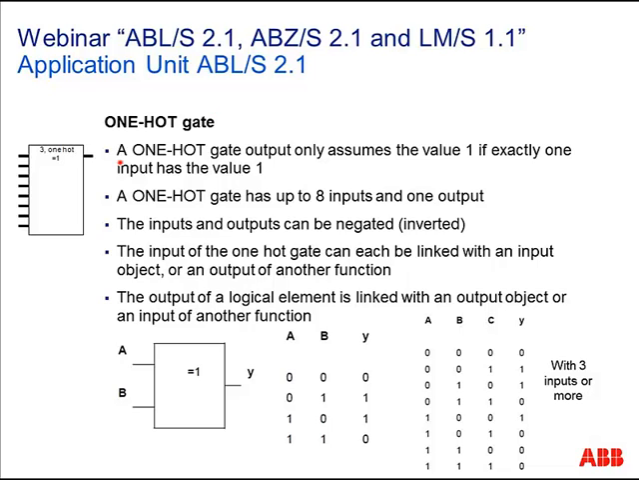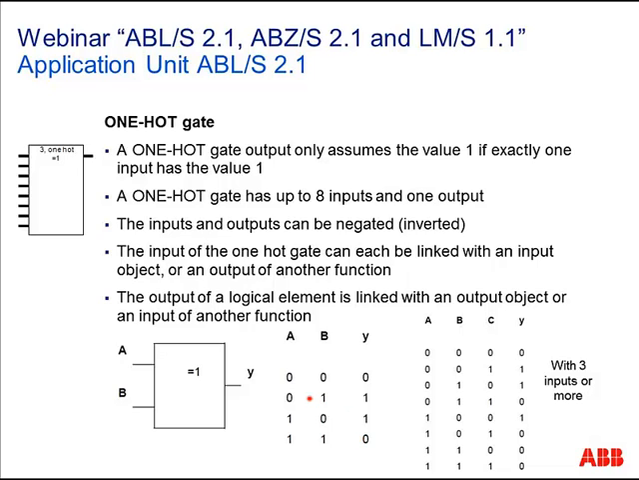Another nice feature is the so-called one-hot gate. With a one-hot gate, we can again have up to 8 inputs. We can negate the inputs and the outputs. But the logic of a one-hot gate, you can see here with 2 inputs: the output is hot or has the value 1 if exactly one of our inputs is 1. For example, input A is 0, input B is 1, and then the output is 1. Or vice versa, input A is 1, input B is 0, then the output is 1. But when both inputs are 1, input A and B, then the output is 0.